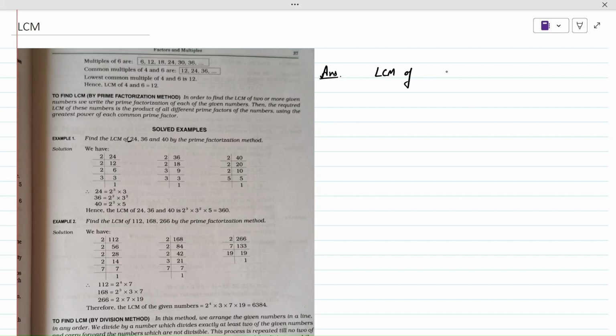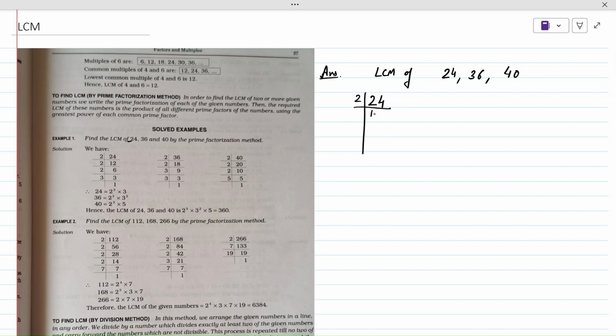This is 24, 36 and 40. What we have to do is we have to find the least common multiple of these numbers and we have to use the prime factorization. So what we have to do, we have to find their prime factors individually. So for 24, let's do it.